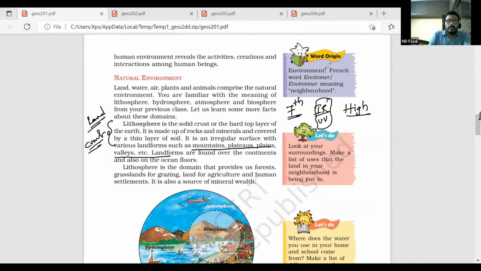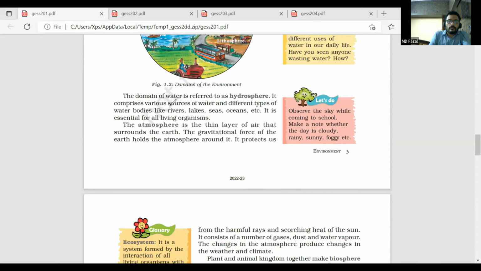Now, what are the other aspects of the environment? It is the hydrosphere. Hydrosphere means what? It is related to water. Lithosphere is related to land. Hydrosphere is related to water. Atmosphere is very important for your exam. Atmosphere means what? A thin layer of air that surrounds the earth. So what holds it here?